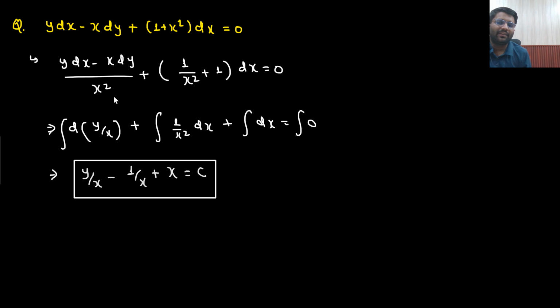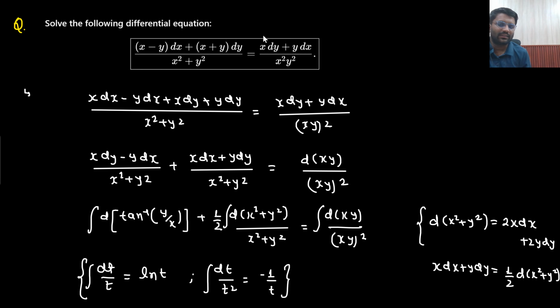Like y dx minus x dy divided by x square. Directly you are able to see here. This is actually self-framed only. I only framed this question. So they will not go to this much difficulty.